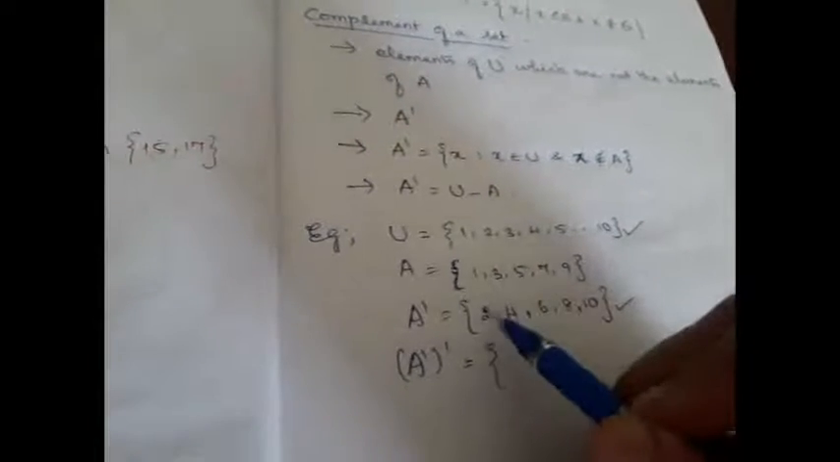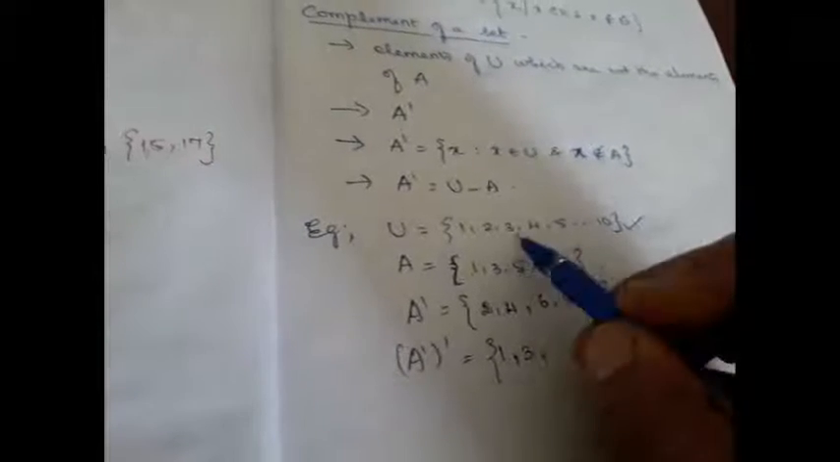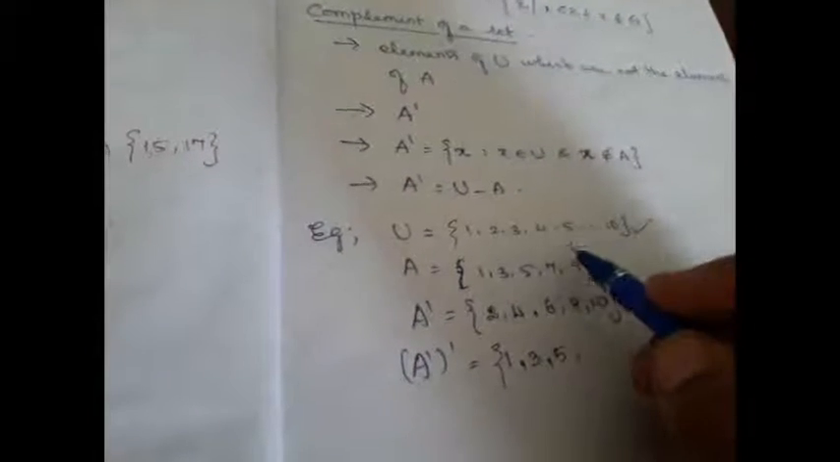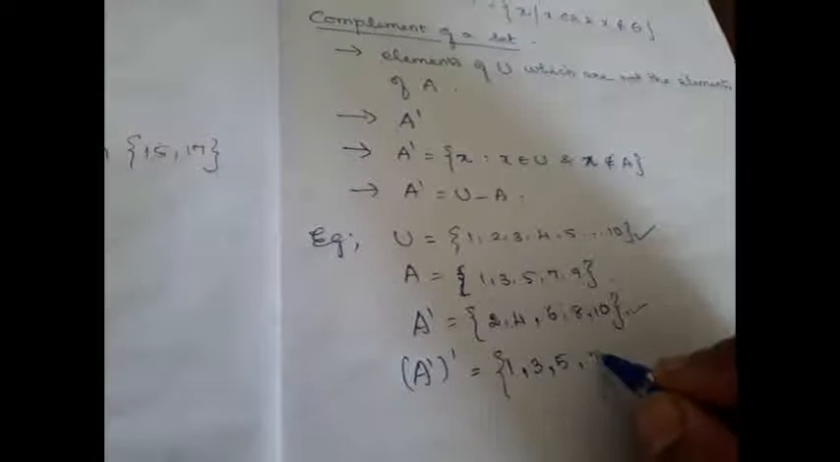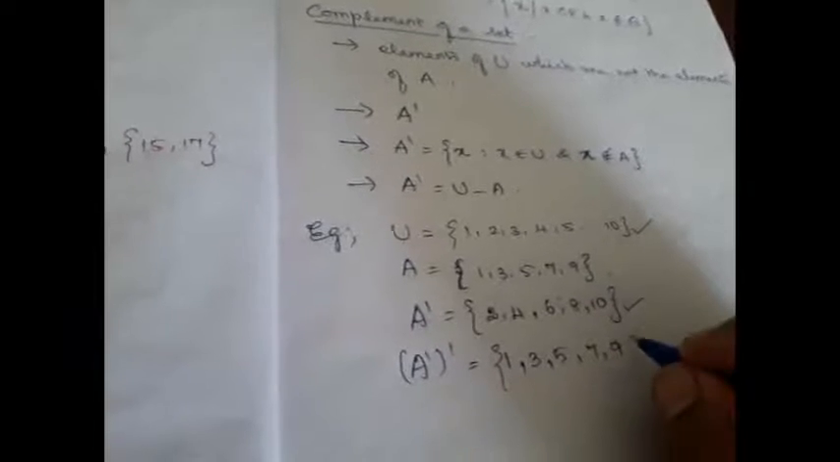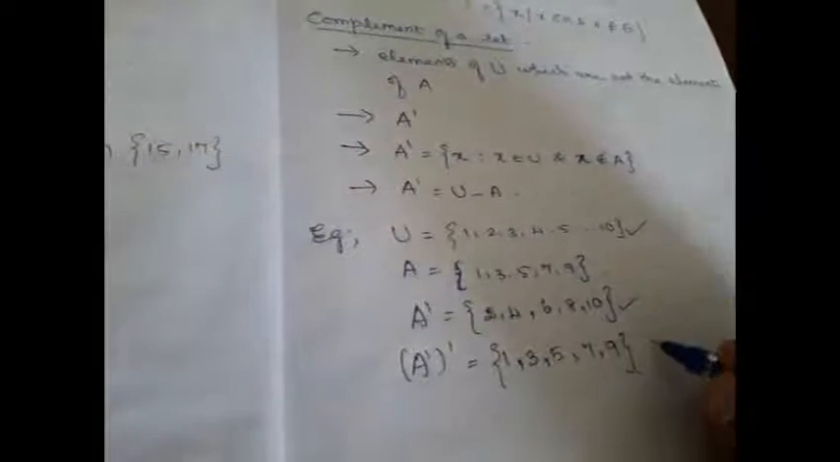So what will happen? I am going to compare A dash with U. 2 is there, 1 is not there in A dash, so I am going to start with 1. 2 is here, 3 is not here, so I should write 3. 4 is here, 5 is not here, so you should write 5. 6 is here, 7 is not here, so I am going to write 7. 8 is here, 9 is not here, so I need to write 9. 10 is there. So if you check out, this is nothing but your set A.